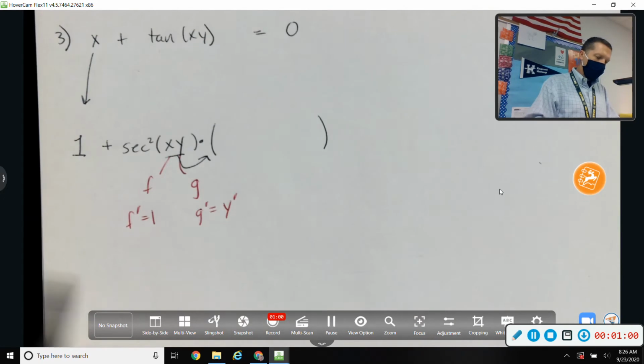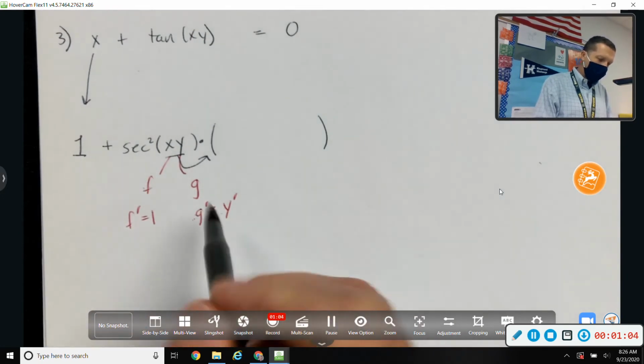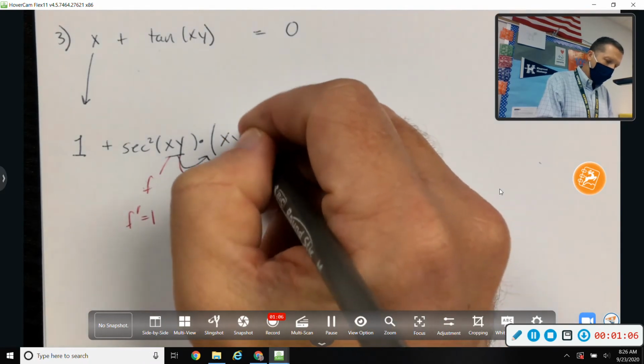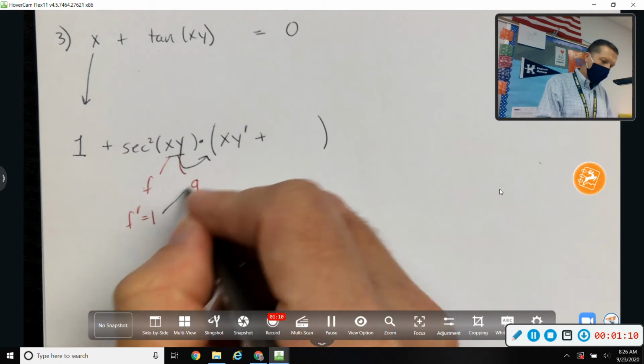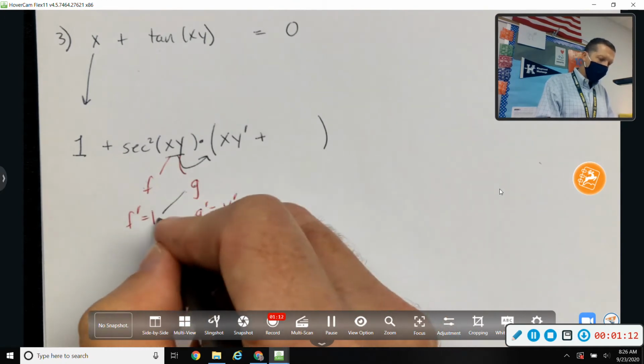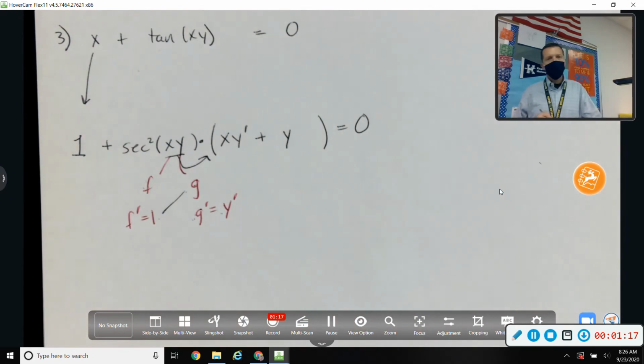So let's see. Product rule is first times derivative of the second. So that would be xy prime plus the other way, second times the derivative of the first, so that'd just be y, equals 0.